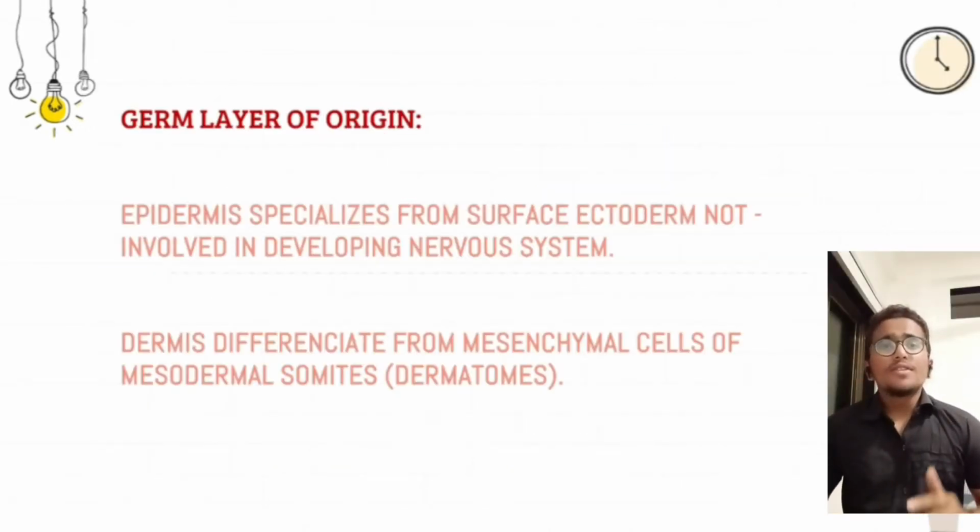Now let's talk about the germ layer of origin. These are any of the three primary cell layers formed in the earliest stages of embryonic development, consisting of the endoderm, which is the inner layer, the ectoderm, which is the outer layer, and the mesoderm, which is the middle layer. Epidermis specializes from the surface ectoderm not involved in the developing nervous system. Dermis differentiates from mesenchymal cells of mesodermal somites, the dermatomes.